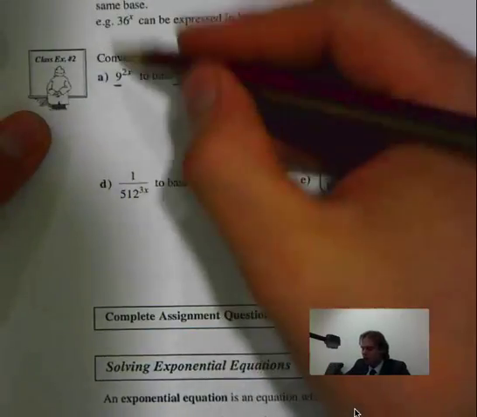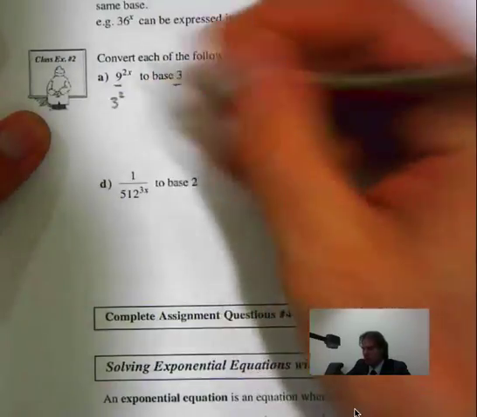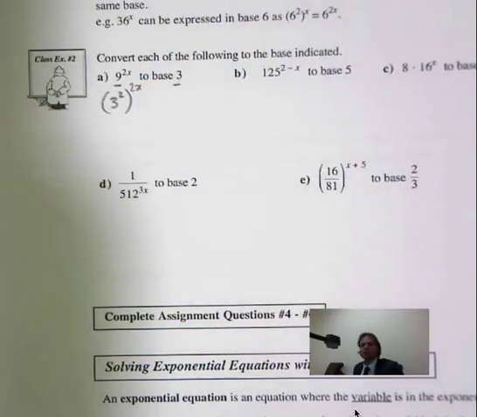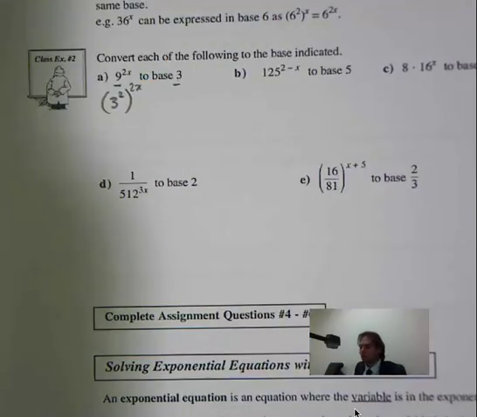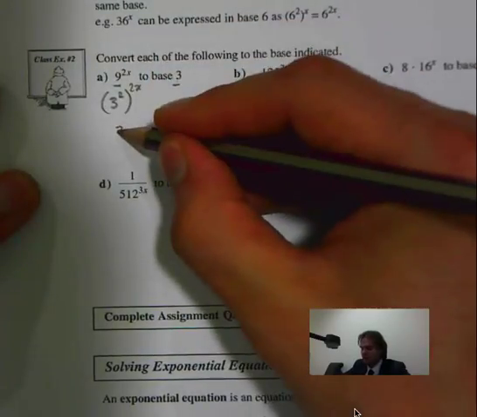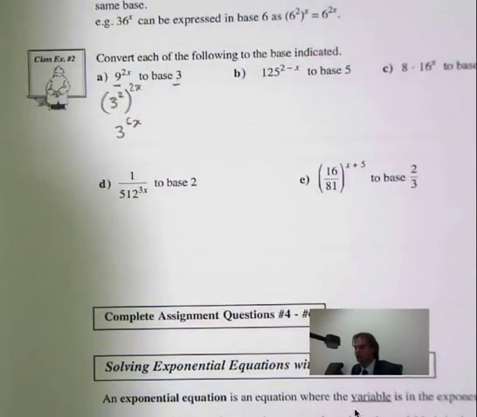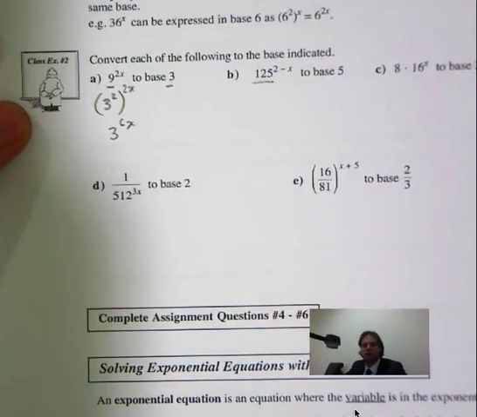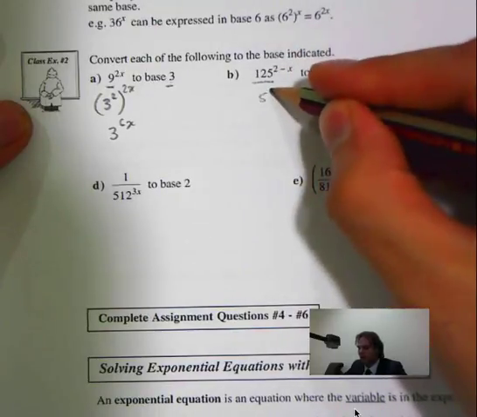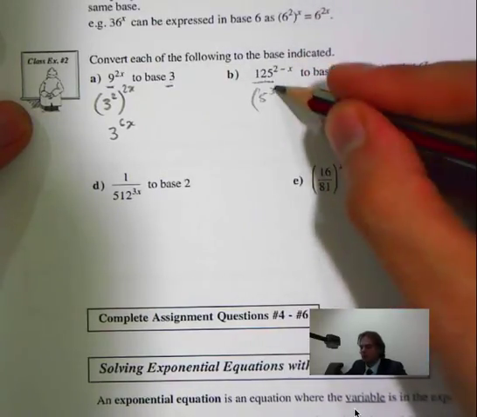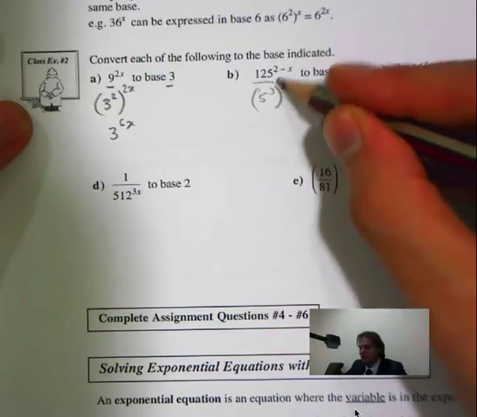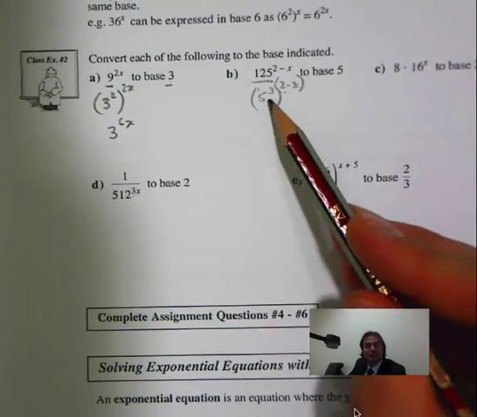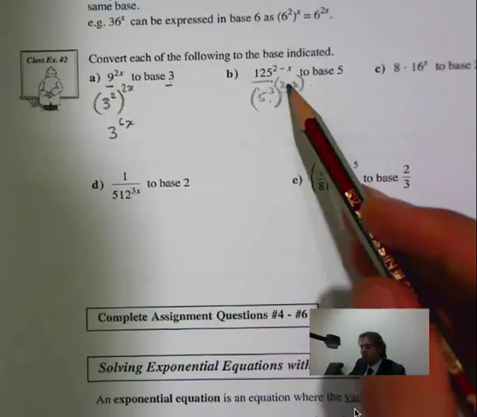How can we do that? Well, isn't 9 the same as 3 squared? That's equal to 9, right? Now, it's 3 squared to the power of 2 to the x. If we remember our exponent laws from before, we multiply these in. So that's the same as 3 to the 6x. All right? Okay, let's try this next one here. We want this in base 5. Well, 5 to the power of 3 is equal to 125, and all that is to the 2 minus x. Now, I have to multiply this 2 minus x into that 3, because this is 3 multiplied by 2 minus x.